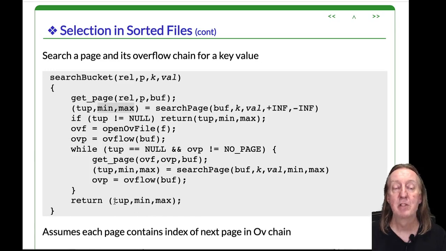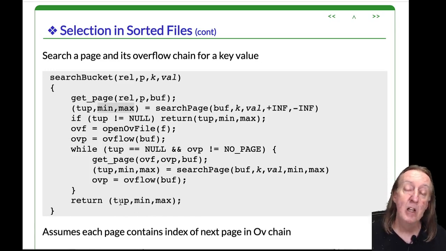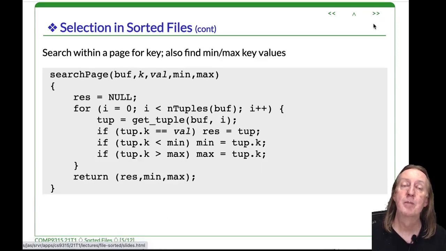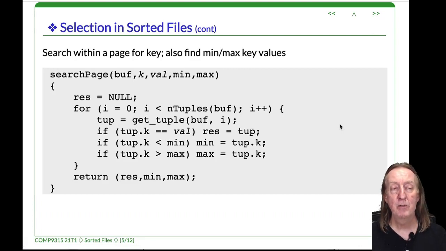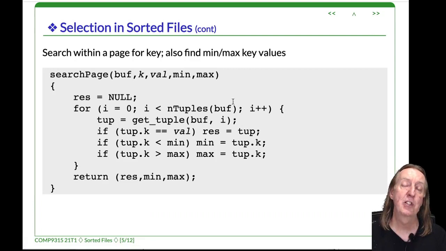And so ultimately we return whether we found the tuple. It may still be null, or maybe we did find a tuple somewhere in the overflow chain, and we return the minimum and maximum values that we found in the overflow chain. Alright, so searching the bucket required a search page function.